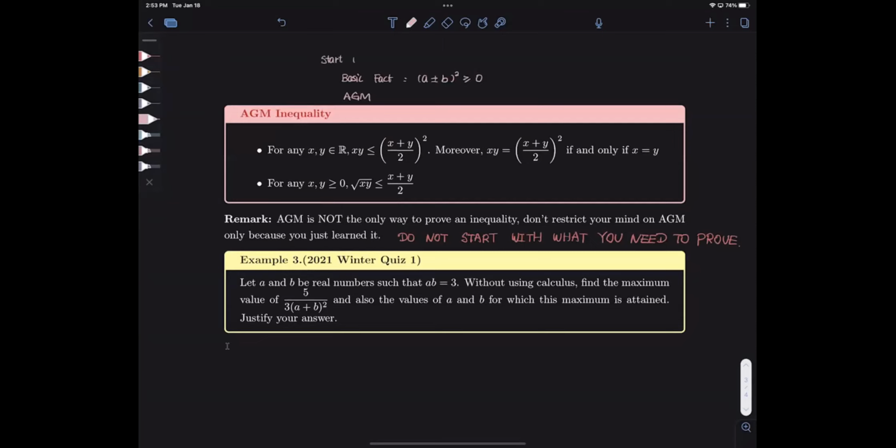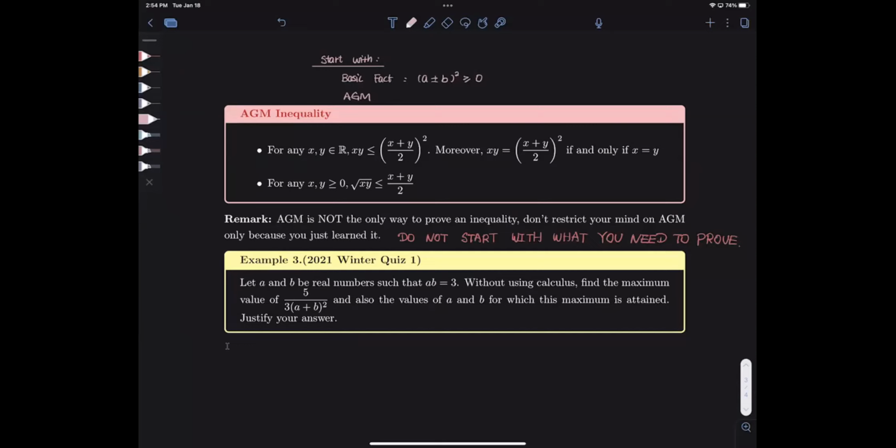Start with those. You should not start with what you need to prove. In rough work, you can start with what you need to prove, then your proof will work backwards. In rough work, you can do whatever you want, but in your proof, you should not do that. Okay, because we're not marking rough work. It's just for yourself. Do we have any question?